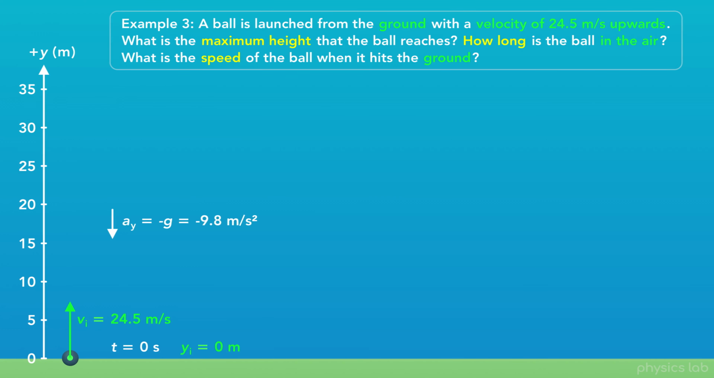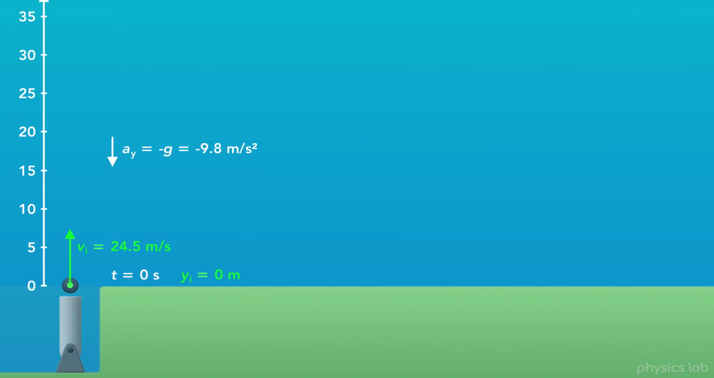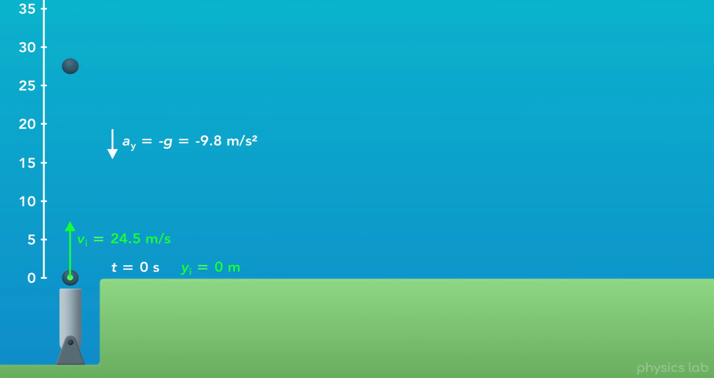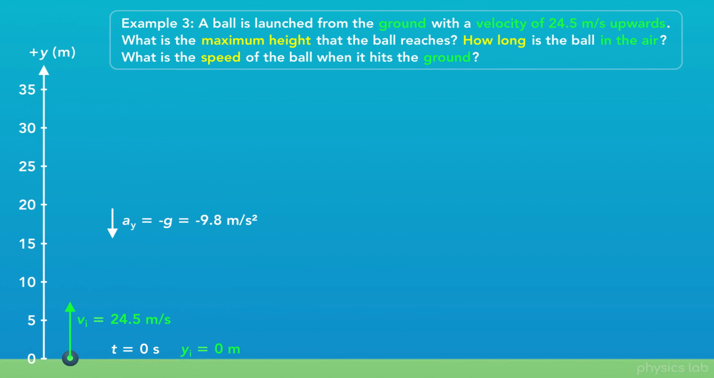So this time, the ball starts at the ground with an upwards velocity. The question didn't explain how. We could imagine it was launched upwards and it started at ground level. But that's not important for projectile motion problems. We're just given the initial height and velocity. The ball starts out moving upwards, it reaches some maximum height, then it falls back down and hits the ground.